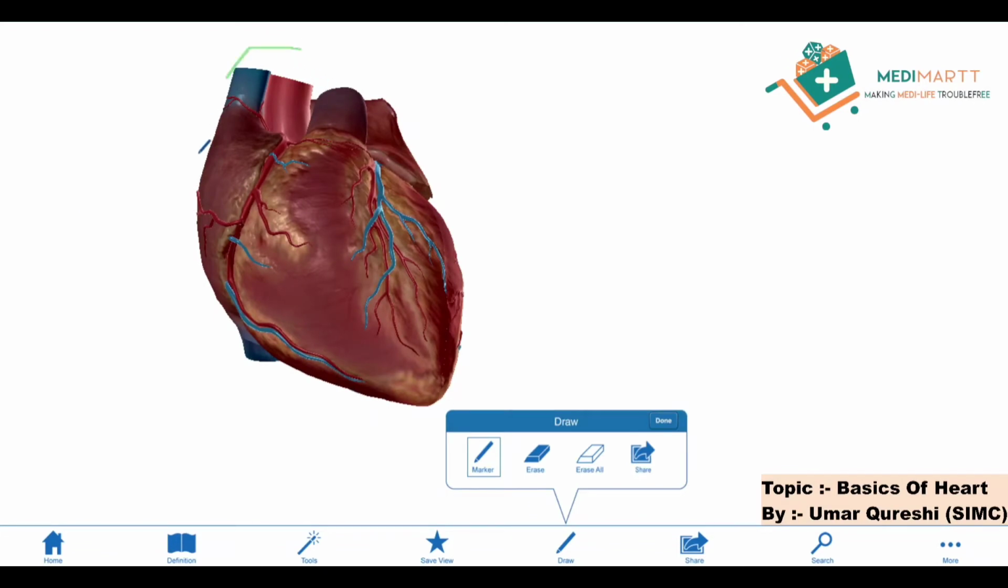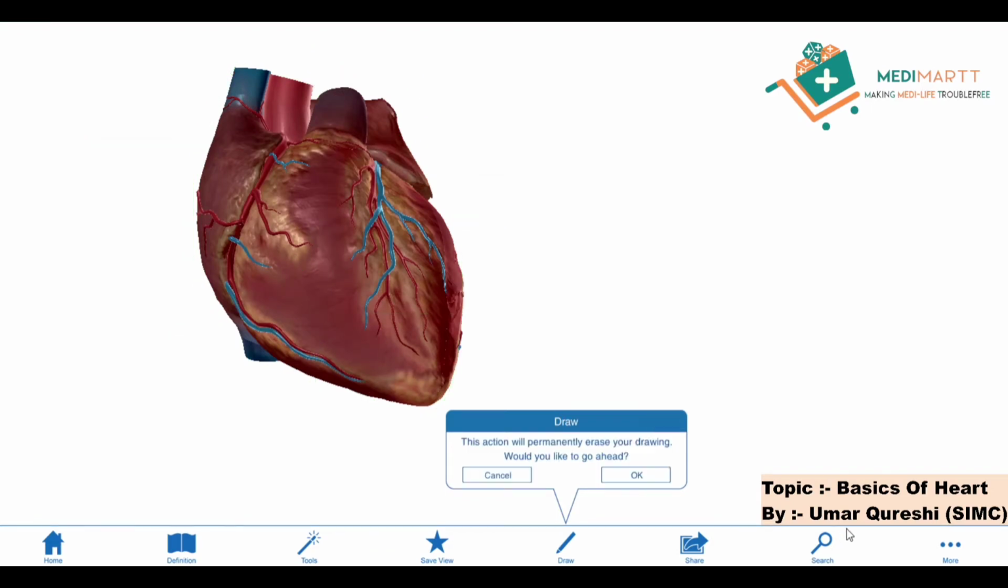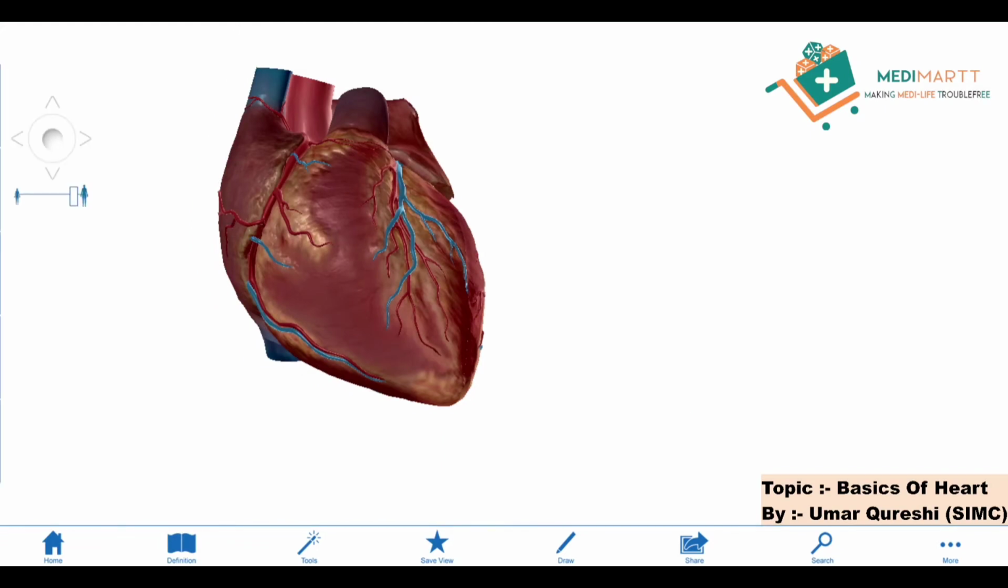As we all know, there are two main parts of the heart: the right part and the left part. The right part consists of the right atrium and the right ventricle, and the left part consists of the left atrium and the left ventricle. The right heart deals with deoxygenated blood for the pulmonary circulation, and the left heart deals with oxygenated blood for the systemic circulation.